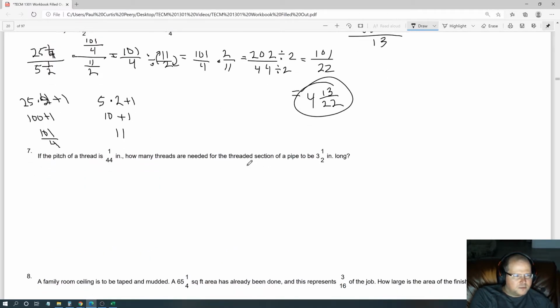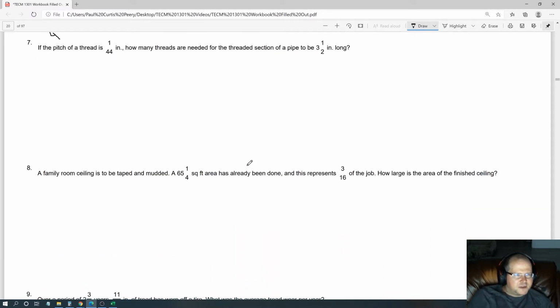Let's move on to the next problem. If the pitch of a thread is 1/4 inch, how many threads are needed for the threaded section of a pipe to be 3 and 1/2 inches long? Okay, so we take the 3 and 1/2 inches, and we're going to divide it by the 1/4. All right, how many threads are needed?